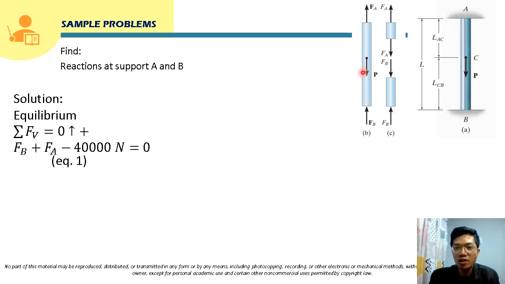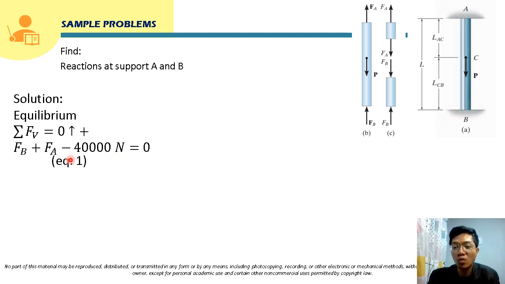And then for the value of P, the value here is given in the problem. The value is 40 kilonewton. Expressing that in Newton, this will be 40,000 Newton. And this will be negative since this is downward. And this will be equal to 0, since this is in equilibrium. So this will be our equation 1.